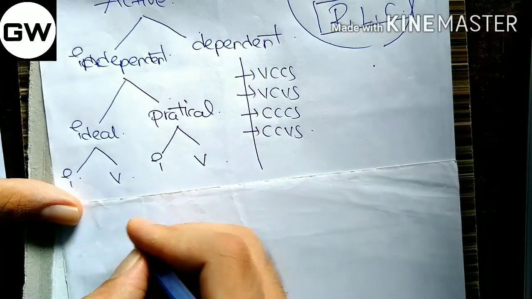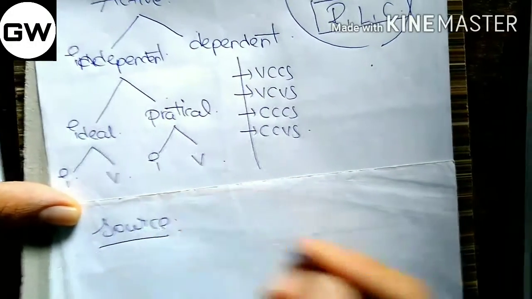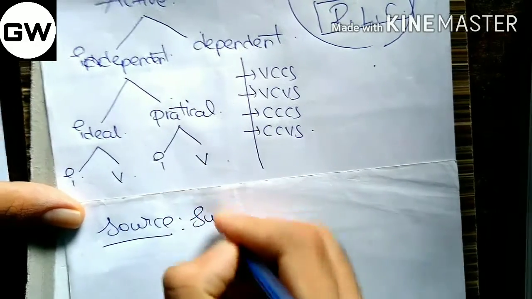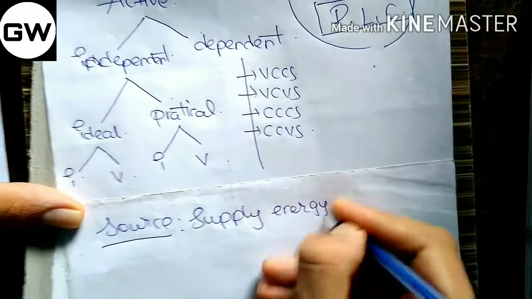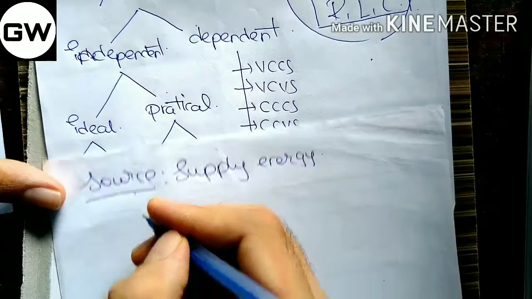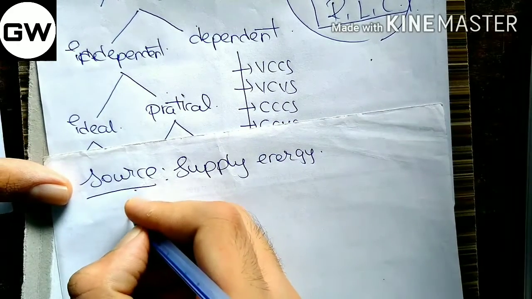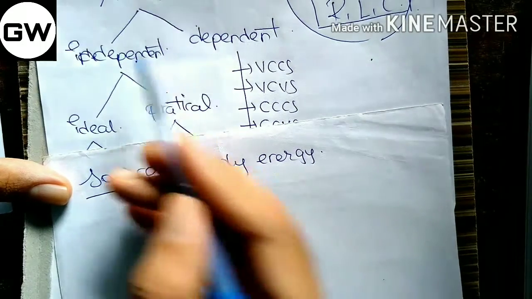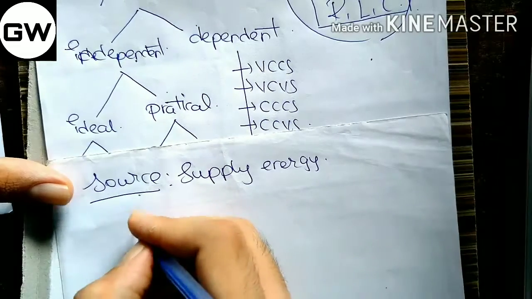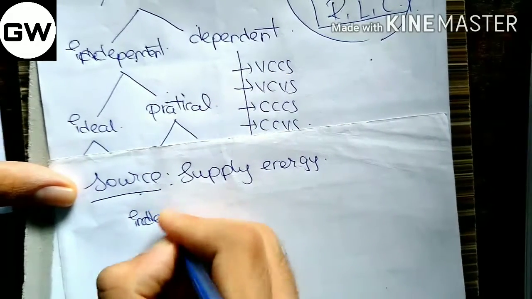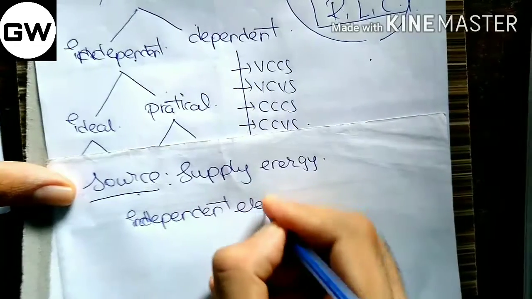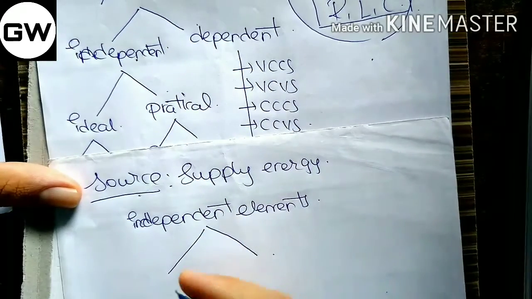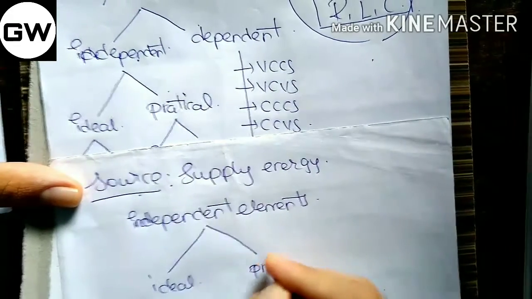Basically, for active elements, first we need to understand the source. What is a source? Which supplies energy. If an element is dependent upon a source, it is termed a dependent element. And if it is independent of the source, then it is termed an independent element. Depending upon the reliability of the source, independent elements can be classified into two types, ideal and practical.